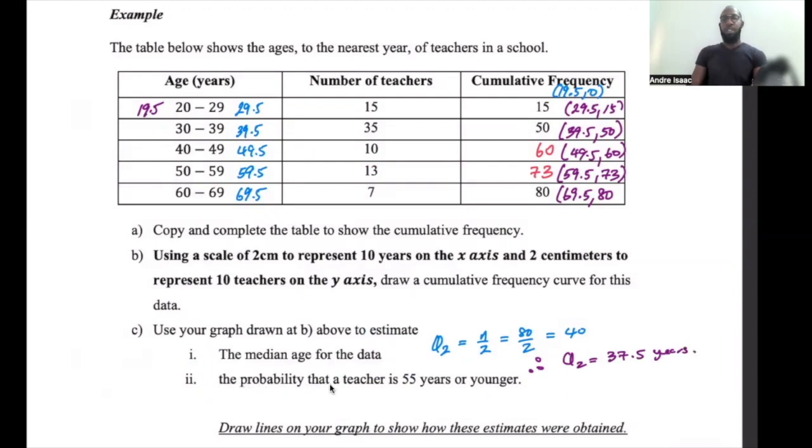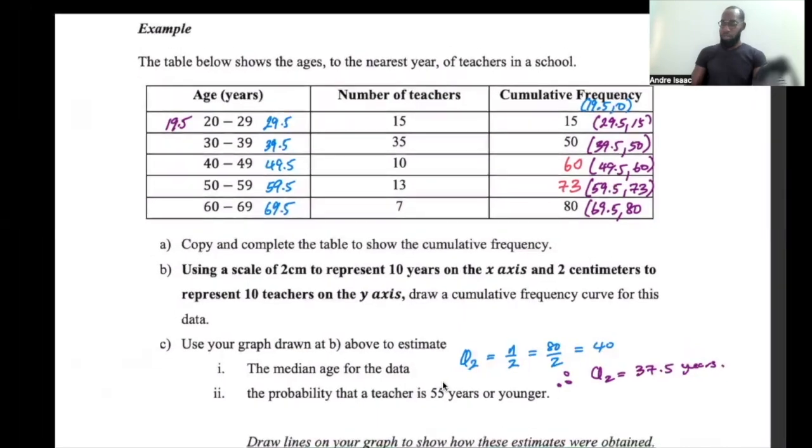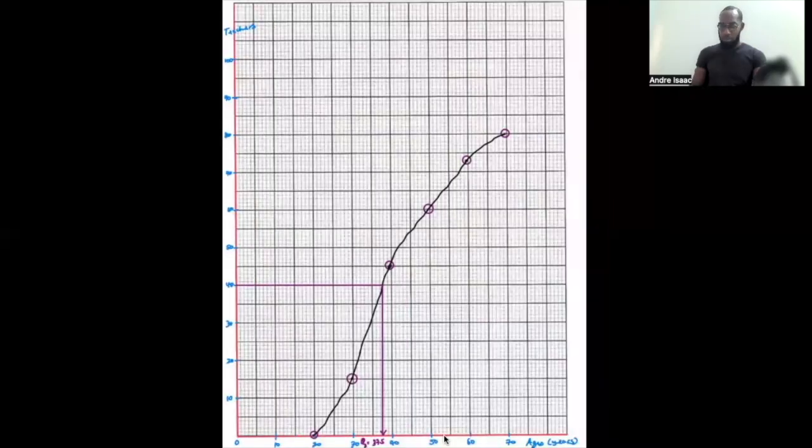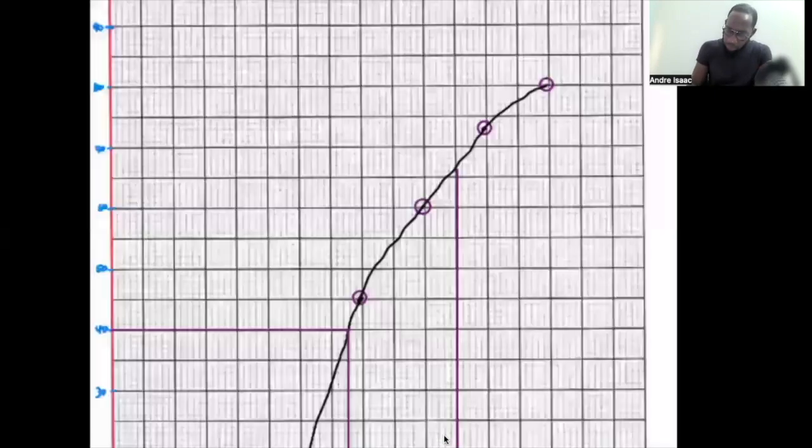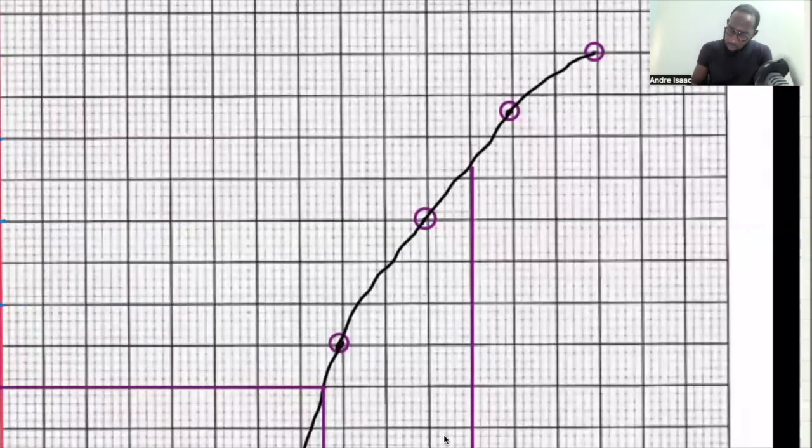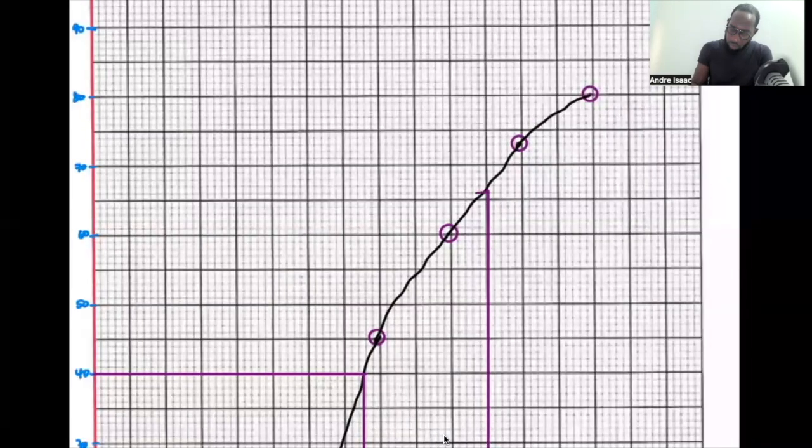The probability that a teacher is 55 years or younger, right? So we have to look for 55 years first. Right, so let's go across. 55 years is here. We draw a straight line going up. And once we get that point, we draw a straight line going across. Right. So this is 60, 65, 66.